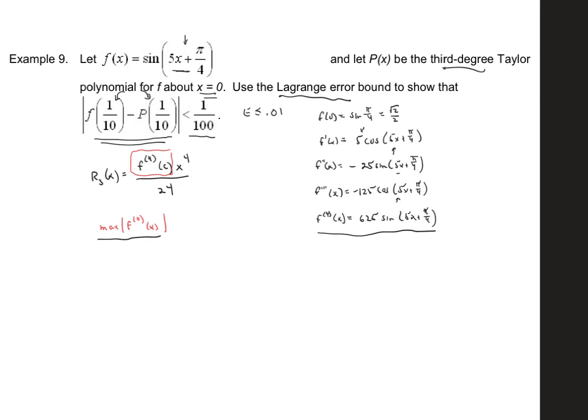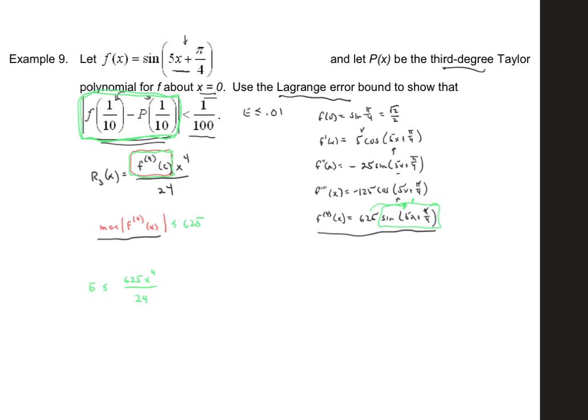Well, we know that the largest the sine of anything can be is 1. So the largest that 625 times that could be is going to be 625. So that's what we're going to use as our replacement for this. Okay? So now we're going to say that our error, so I'm going to just call this thing right here our error, is going to be less than or equal to 625, and then that's going to be x to the fourth over 24.